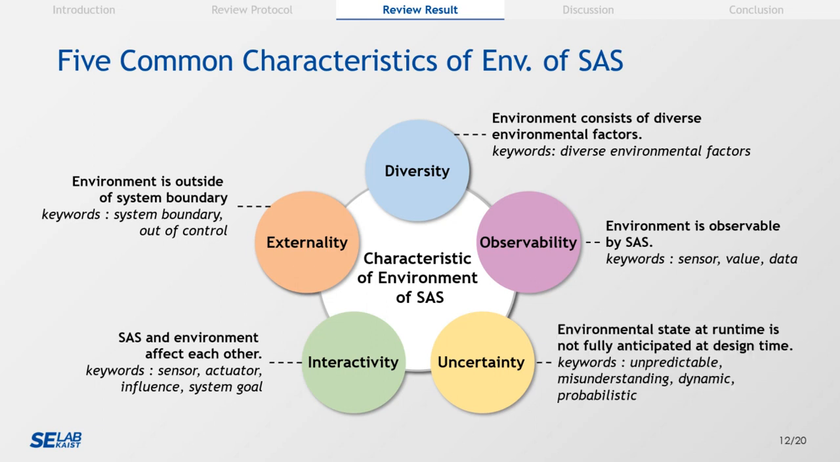The last one is uncertainty. Environmental uncertainty means that the expected environmental state or knowledge of the environment differ from the reality. Therefore, environmental state at runtime cannot be fully anticipated at design time. The uncertainty is the fundamental reason of adaptation.